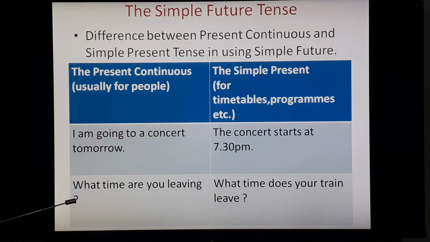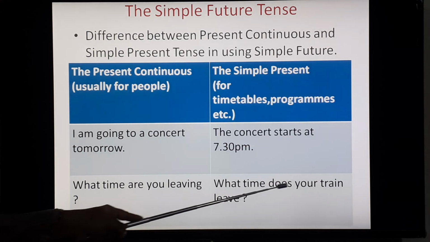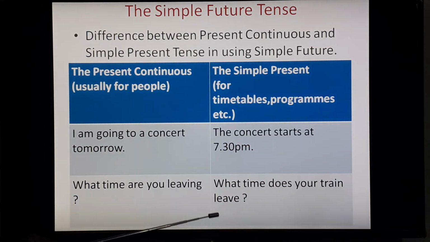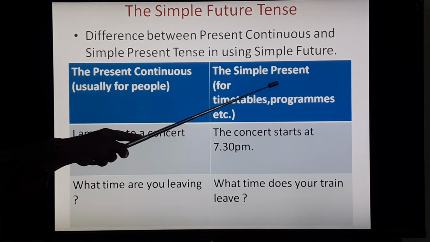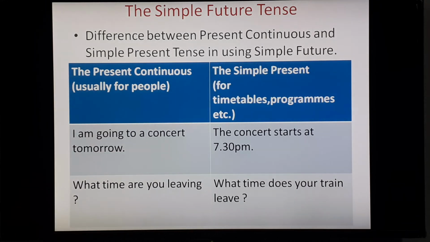Okay. Next. What time are you leaving? It is about a person. That is why here present continuous tense is used. Whereas here, what time does your train leave? Right? So about timing. That is why here simple present tense is used.